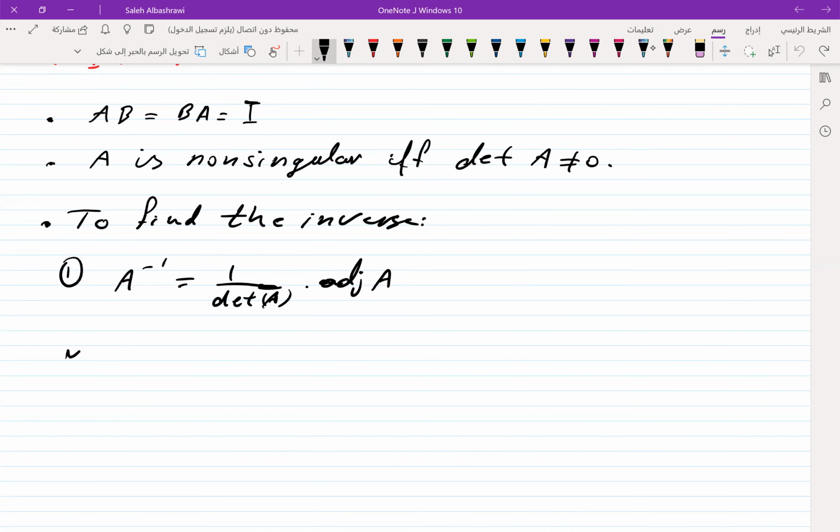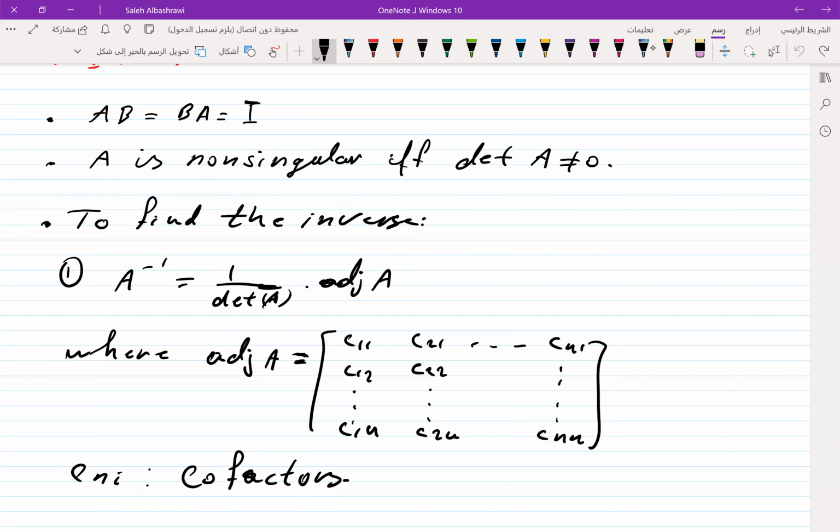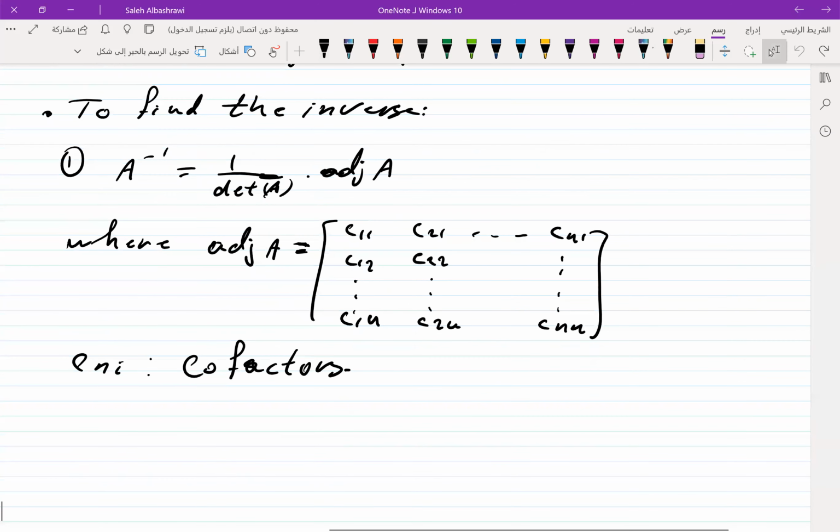where the adjoint is equal to the matrix of C11, C12 up to C1n, C21, C22 up to C2n, and up to Cn1, Cnn, where these Cij are the cofactors of the matrix A. So one way to find the inverse is given by this formula: A inverse equals 1 over the determinant of A multiplied by the adjoint of the matrix A.